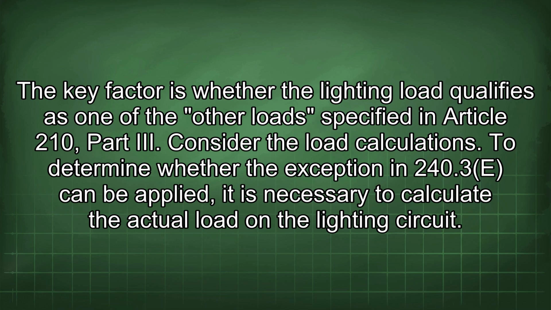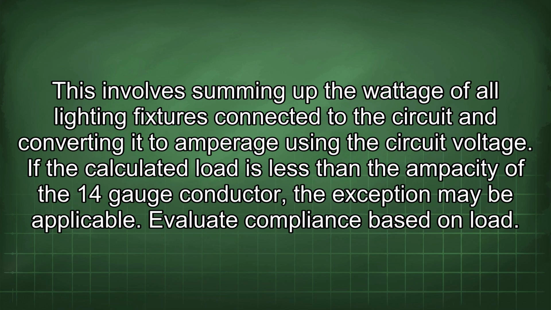Consider the load calculations. To determine whether the exception in 240.3(E) can be applied, it is necessary to calculate the actual load on the lighting circuit. This involves summing up the wattage of all lighting fixtures connected to the circuit and converting it to amperage using the circuit voltage. If the calculated load is less than the ampacity of the 14-gauge conductor, the exception may be applicable. Evaluate compliance based on load.